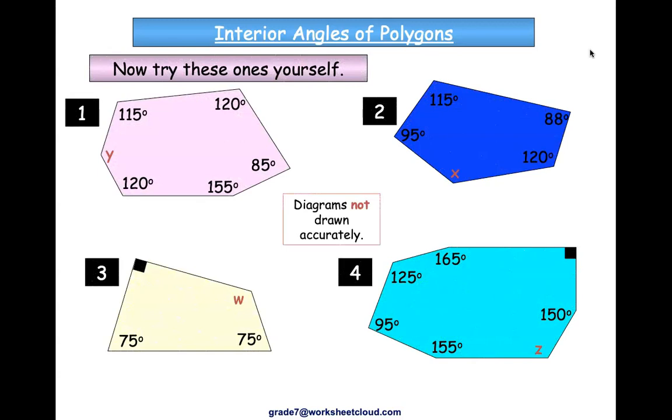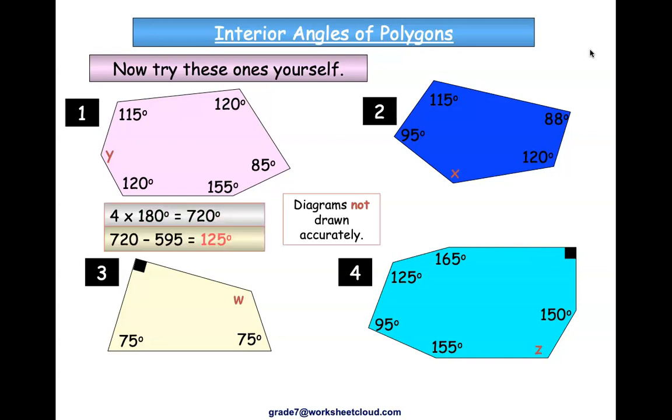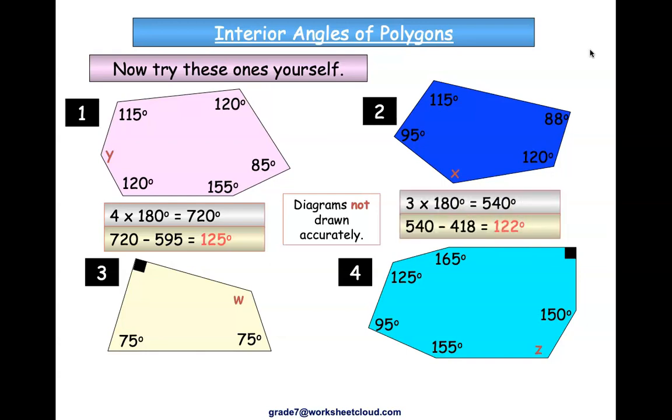Okay, let's see if you can go work these ones out for yourself. Press play to see how you get on. First one is a hexagon. Hexagon is 6 sides, minus 2 is 4. 4 times 180 is 720. Subtract the angles that have been given to you, and you're left with y equaling 125.